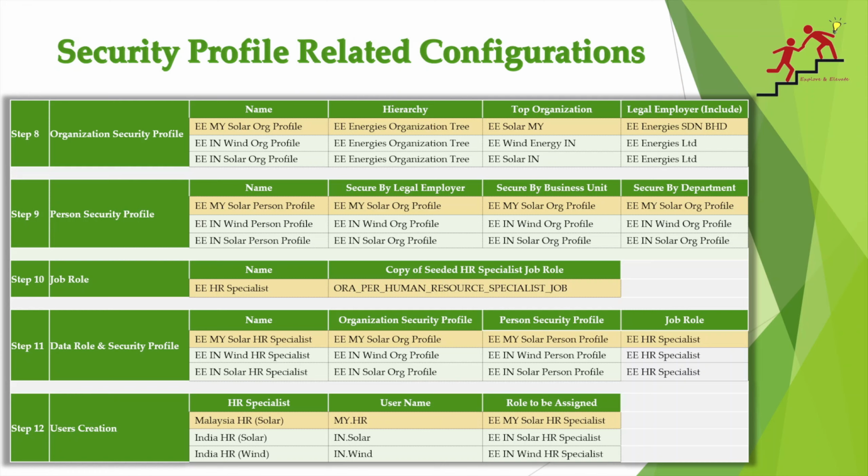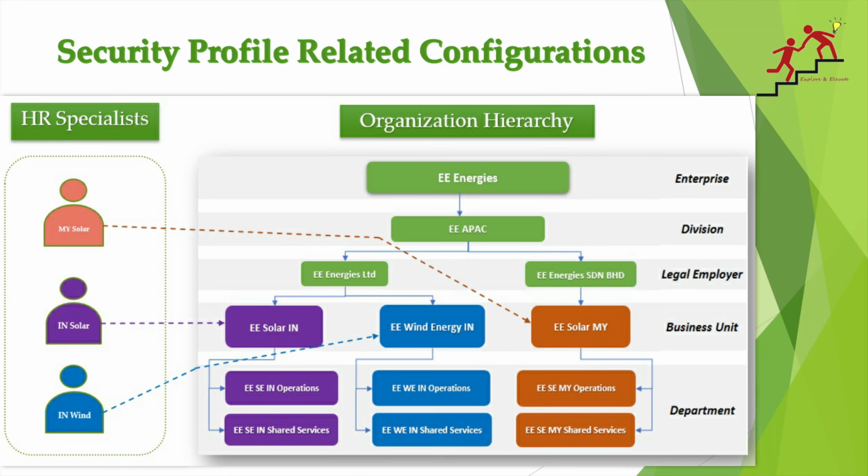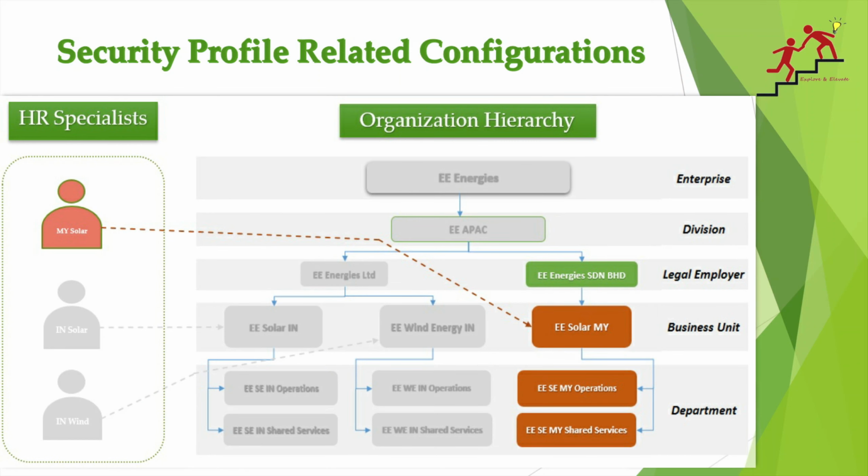Now, if you look at the overall configurations mentioned here, we are actually repeating the same configurations for each BU. It is definitely required to map our actual requirement for all BUs, but for the demonstration purpose, we are going to do these configurations only for one BU, which is EE Solar MY, given the fact that a similar solution applies to all other BUs as well.